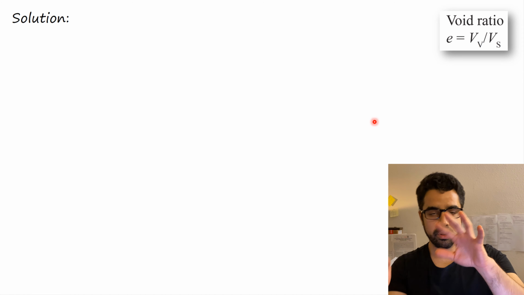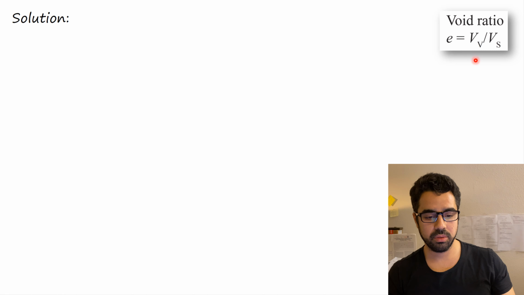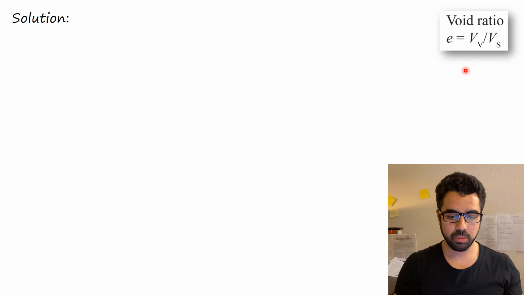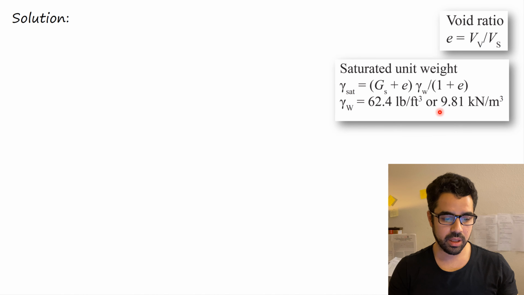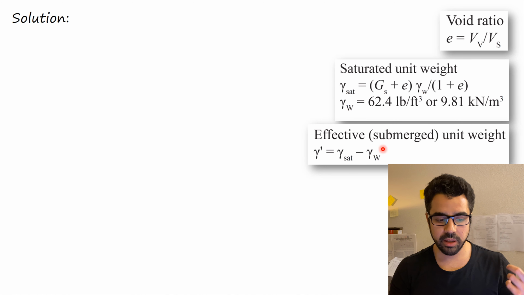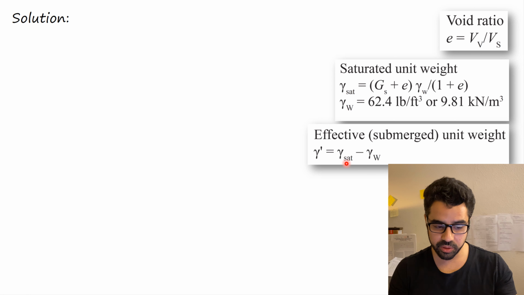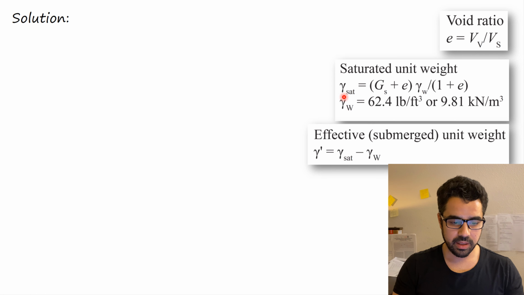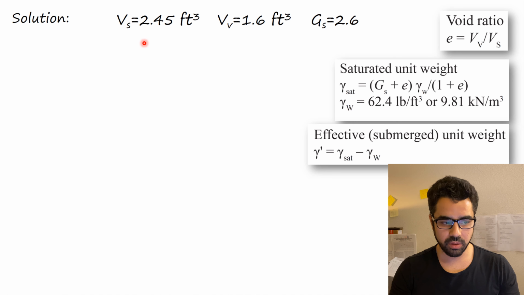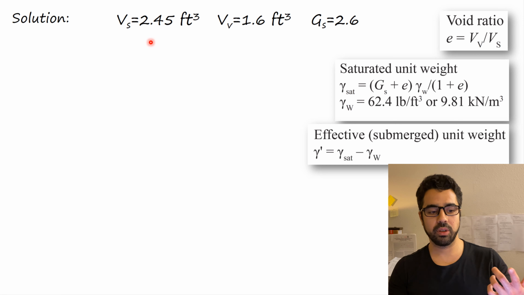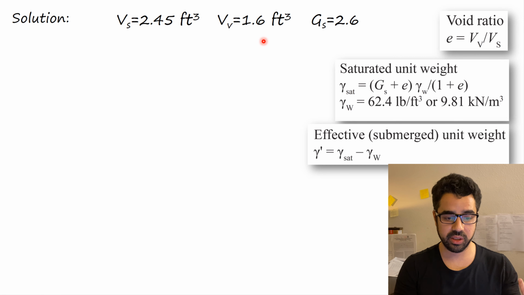So we go back to the example. Void ratio, that's number 1, what we're looking for. Number 2, saturated unit weight, and we have this equation, with gamma water given. Number 3 is the effective or submerged unit weight, which is this equation. So those, e, gamma saturated, and gamma effective, are what we're looking for. Okay, so we go back and write down what's available: volume of solids is given, volume of voids is given, and specific gravity is given.